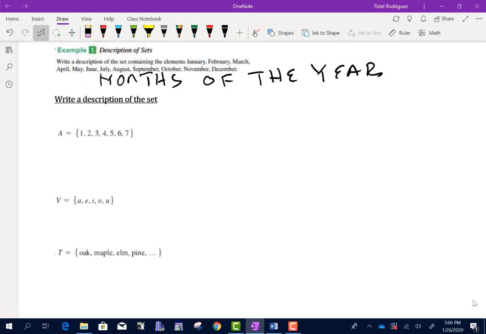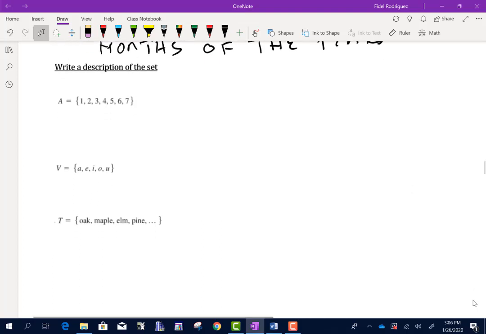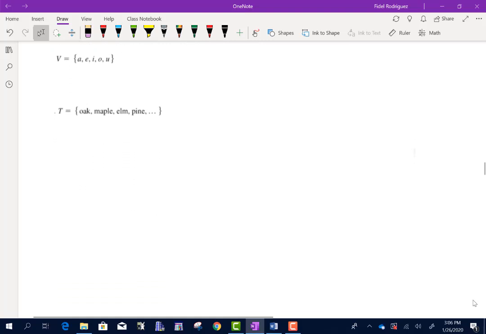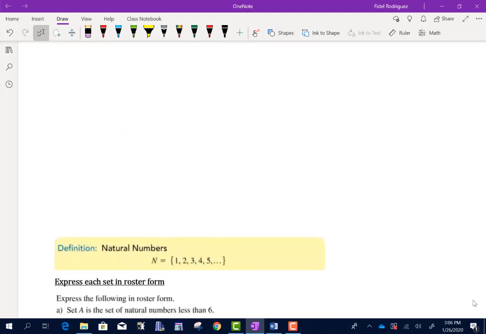So look at the next set. It's just the list of numbers, 1, 2, 3, 4, 5, 6, 7. So before I get to that, guys, I want to point something out. I'm just going to kind of scroll down right here in my notes. If you look right here, these are what we call the natural numbers. So the natural numbers are the numbers 1, 2, 3, 4, 5. The little dots mean we go on forever, right?